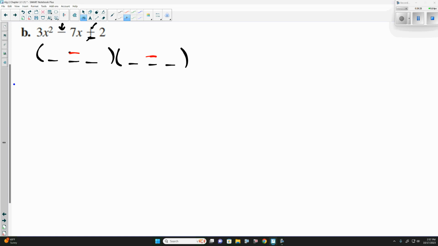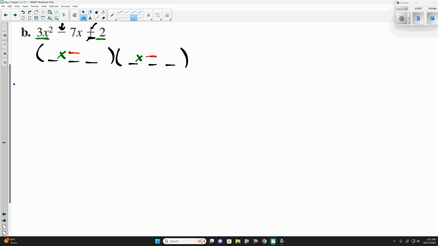So here, the third term is positive. So the signs are the same. They're either both going to be positive or both going to be negative, and they match whatever the middle term is. Since the middle term here is negative, they're both negative. Now we need to find the factors of the first and third terms. First term is what? 3x squared. So we know for sure we'll have x and x, because x times x would give us our x squared. What are the factors of 3?